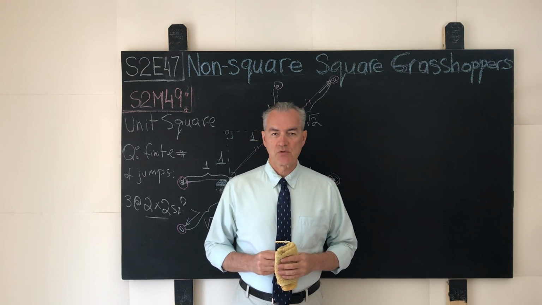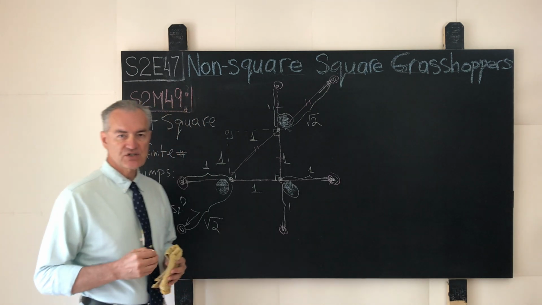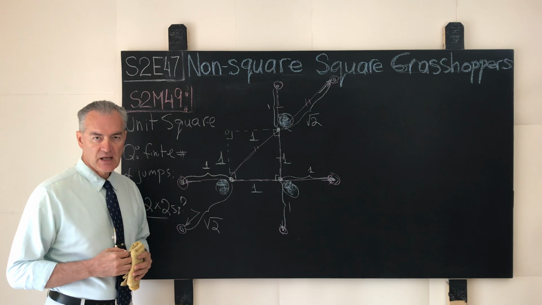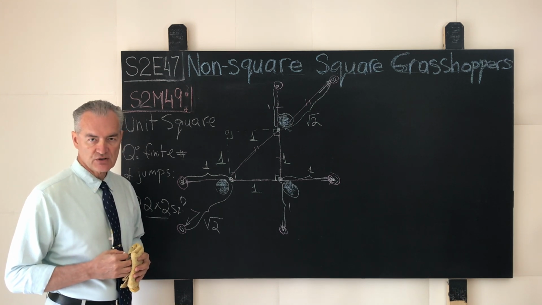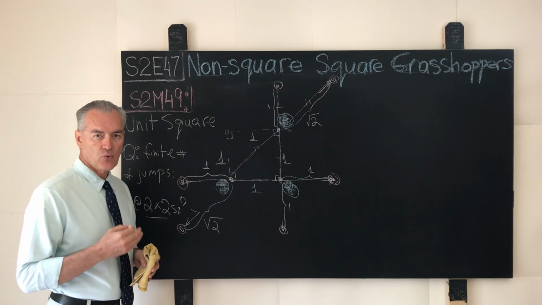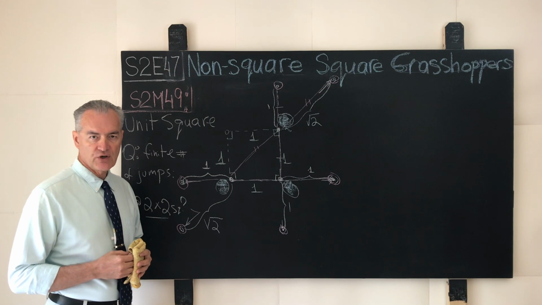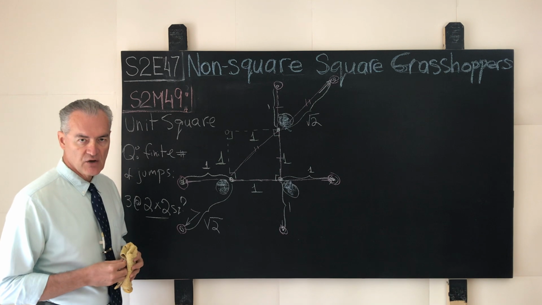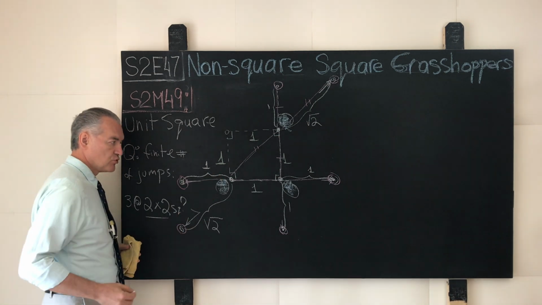In the mathematical problem S2E47, we're given three grasshoppers that initially sit in three distinct vertices of a unit square. It is not specified in which concrete configuration, but because we have one grasshopper sitting in each vertex of a unit square, the number of different initial states is not that large. For example, one sample such initial state is shown on the board over here.